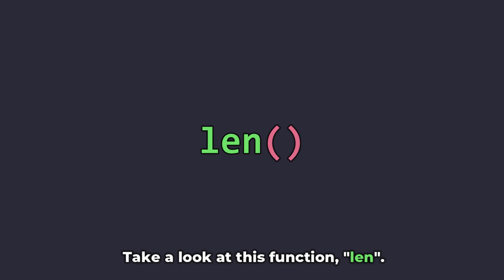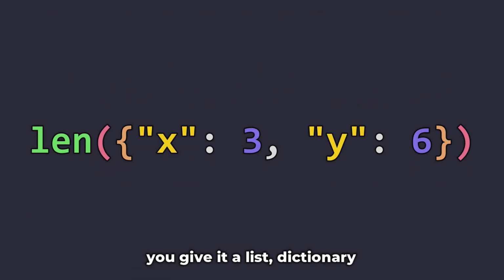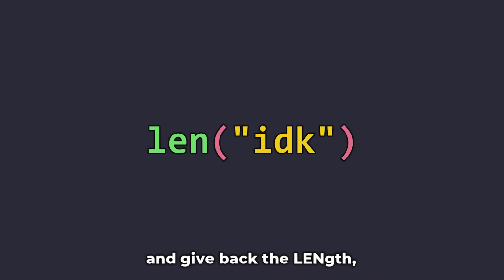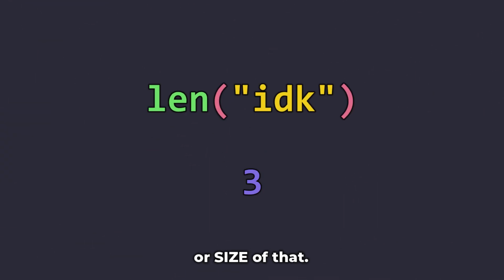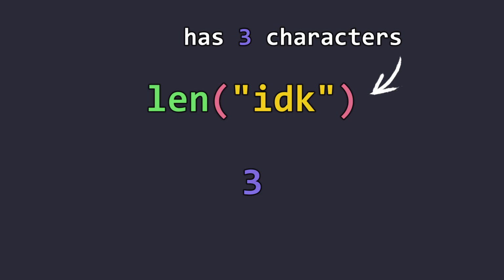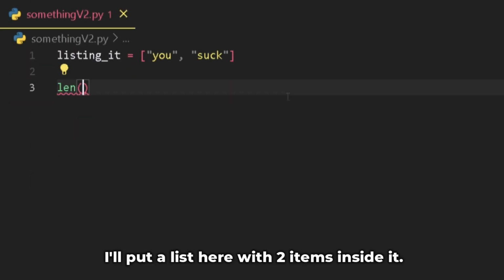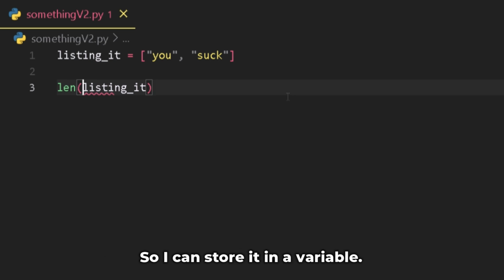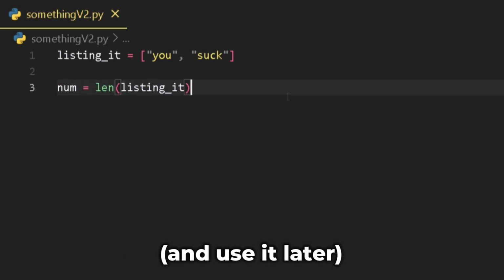And guess what? There's more. Take a look at this function, len. How it works is simple. You give it a list, dictionary, or even a text, then it will do some crazy math and give back the length or size of that. I'll put a list here with 2 items inside it, and then it will give me the number 2, so I can store it in a variable.